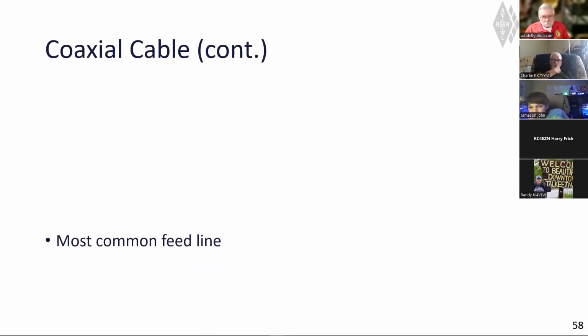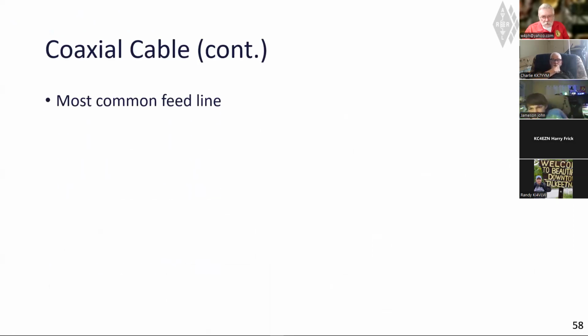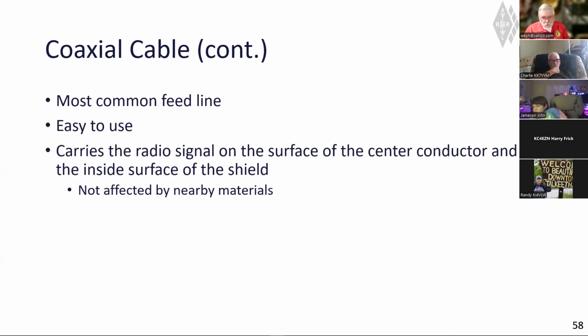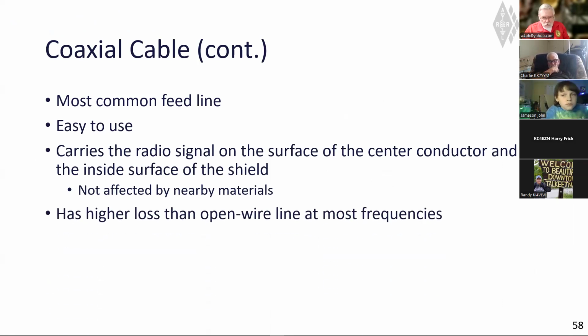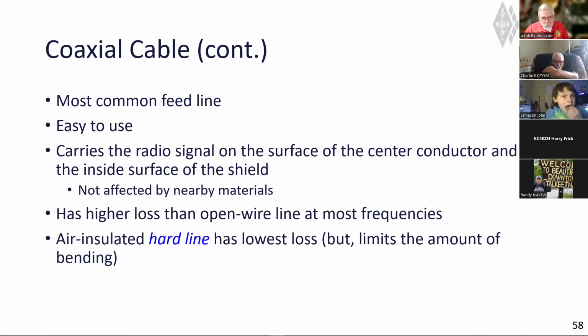Coaxial cable. Most common feed line. Easy to use. Carries radio signals on the surface of the center conductor and the inside of the shield. And it's not affected by nearby materials. Has higher loss than open wire line at most frequencies. Air-insulated hardline has the lowest loss, but limits the amount of bending.